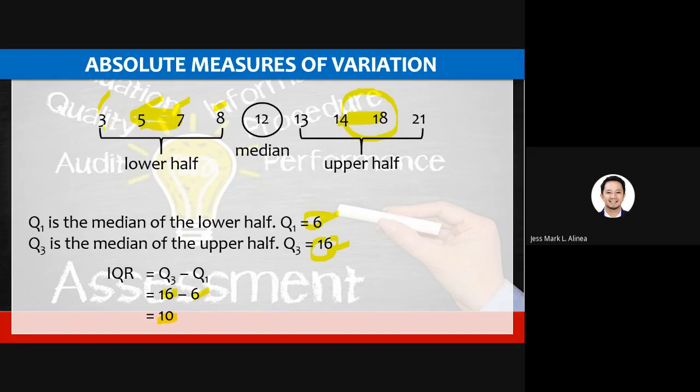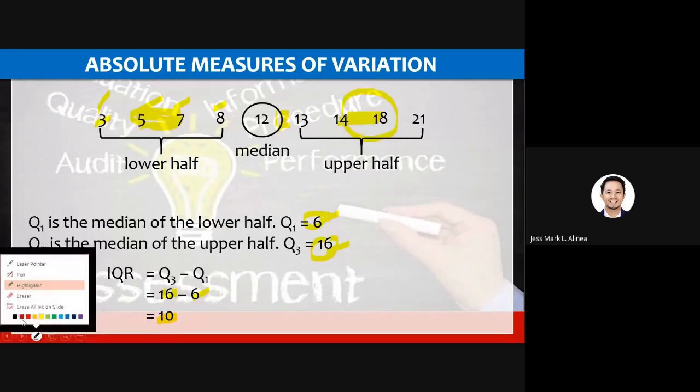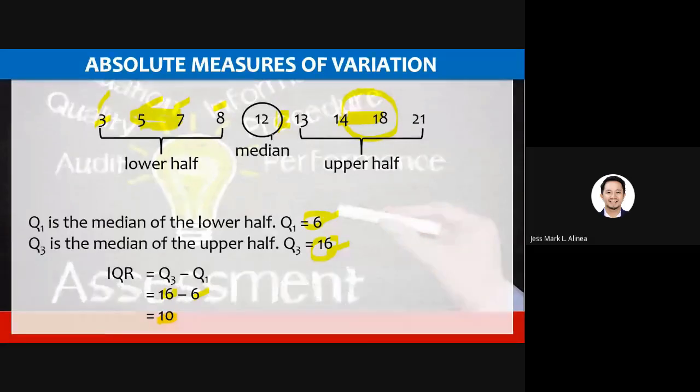Okay. Paano kung ang data mo ay even ang bilang? So, halimbawa ay 3, 5, 7, 8, 12. Tapos may isa pa. Let's say may isa pa ditong 12. Then you have 13. May isa pa ditong 12. So, naging na ngayon 1, 2, 3, 4, 5, 6, 7, 8, 9, 10.